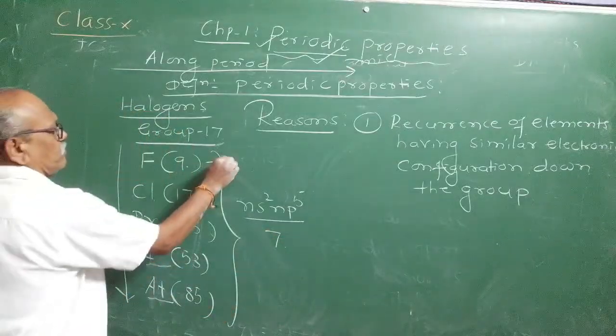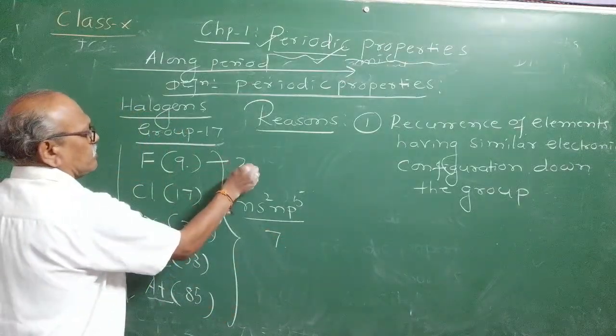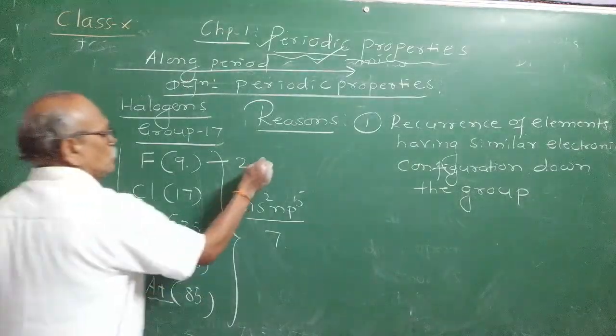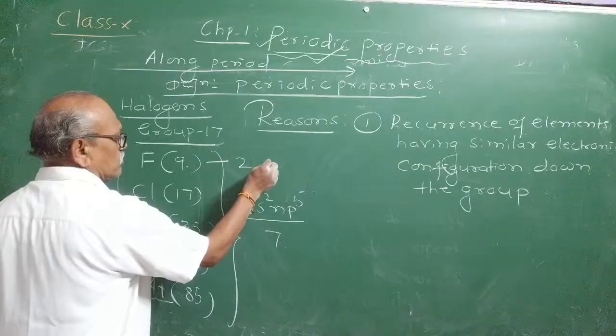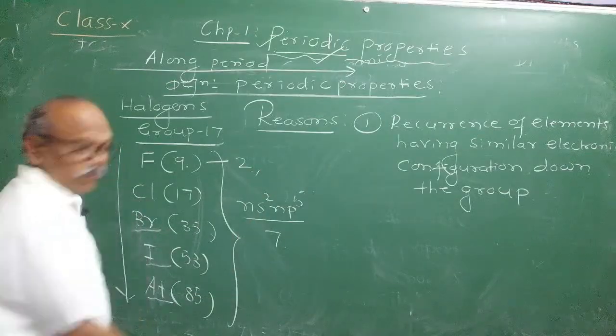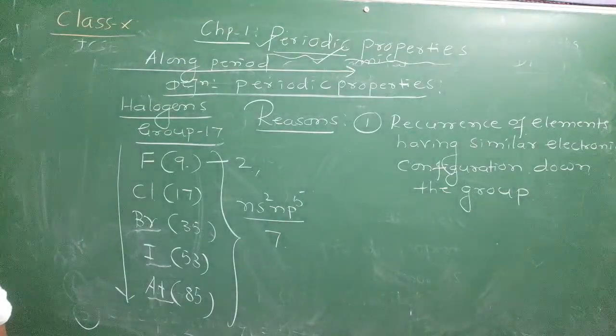If you take, for example, fluorine, how do you write the electronic configuration of fluorine? What is the electronic configuration of fluorine? Can anyone of you tell me?